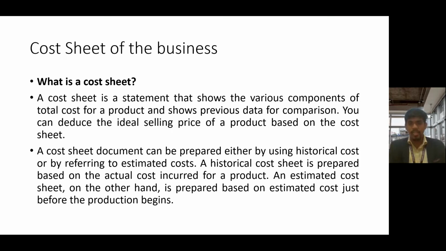A cost sheet is a statement that shows the various components of a total cost for a product and shows the previous data for comparison. It is a statement prepared by a business person, which shows the various components of a total cost. There are various components for a product, like if a bike manufacturing factory is there, what all components will be applicable.